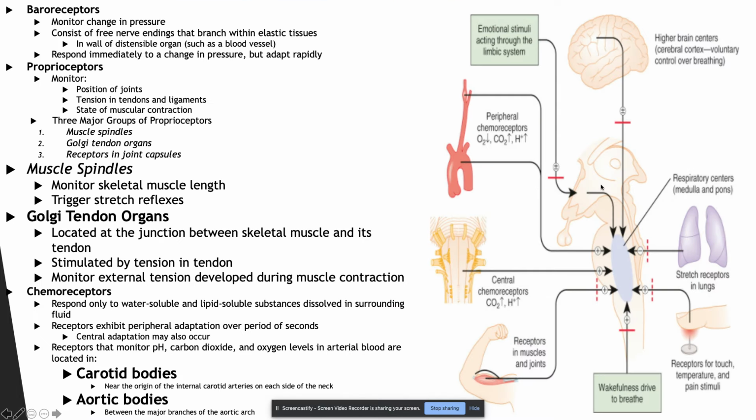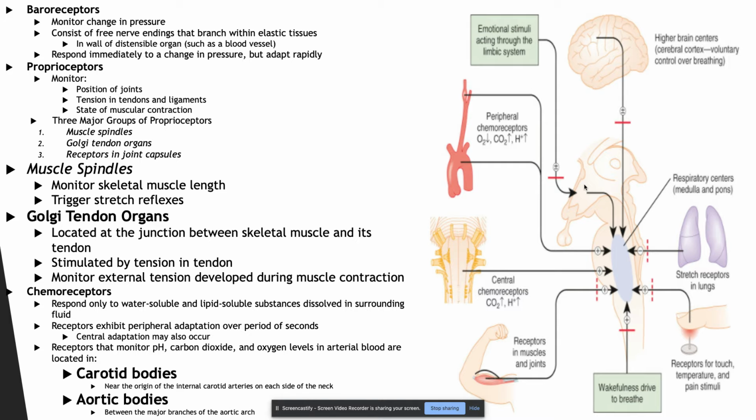So, baroreceptors monitor changes in pressure in an organ, and a baroreceptor consists of free nerve endings that branch within the elastic tissues of the wall of a distensible organ, such as blood vessels, or a portion of the respiratory, digestive, or urinary tract. When the pressure changes, the elastic wall of that tract will recoil or expand. The movement distorts the dendritic branches and alters the rate of action potential generation. Baroreceptors respond immediately to a change in pressure, but they adapt rapidly, and the output along the afferent fiber gradually returns to normal.